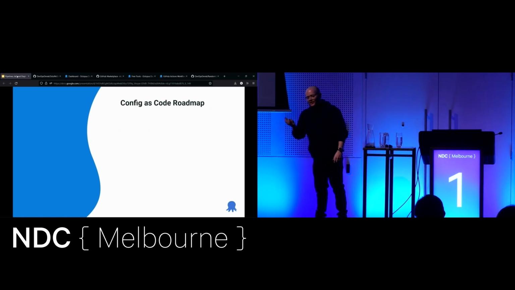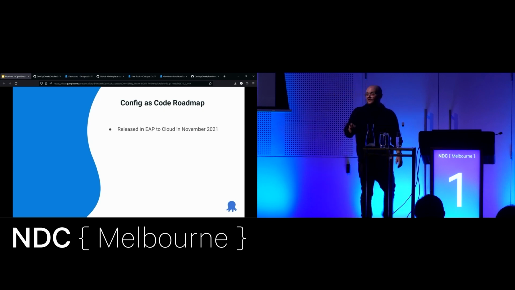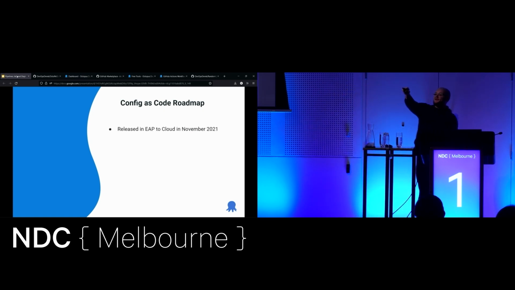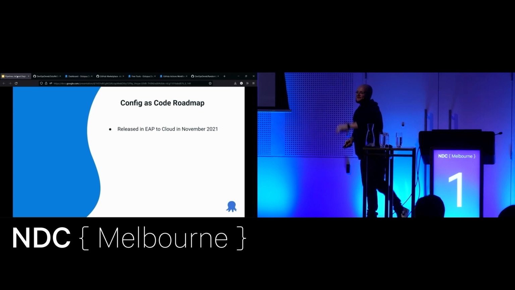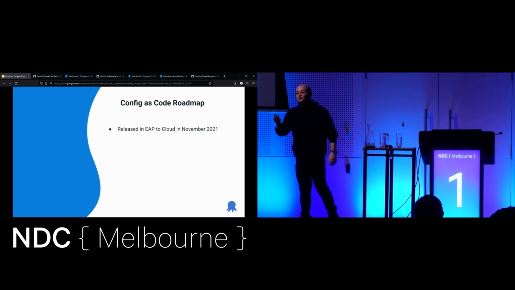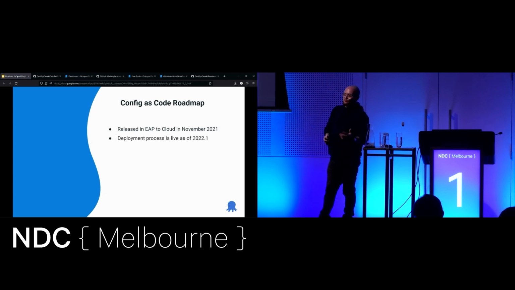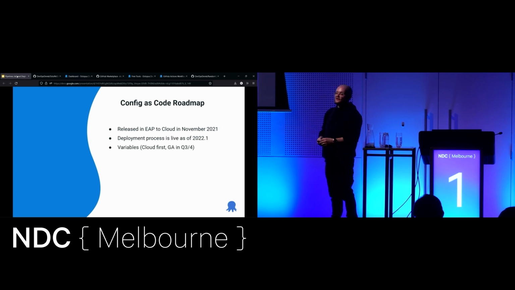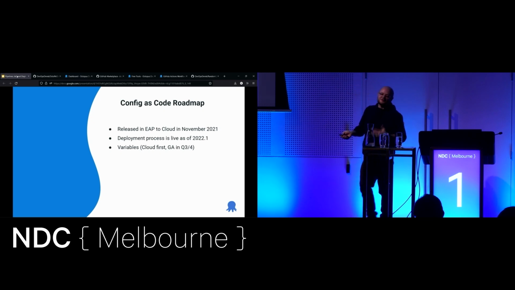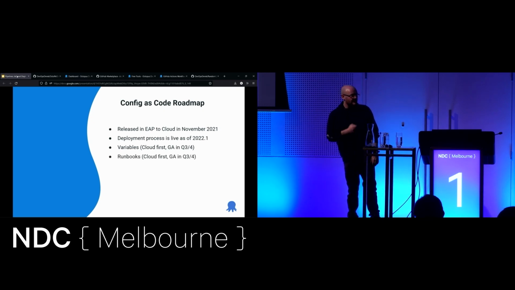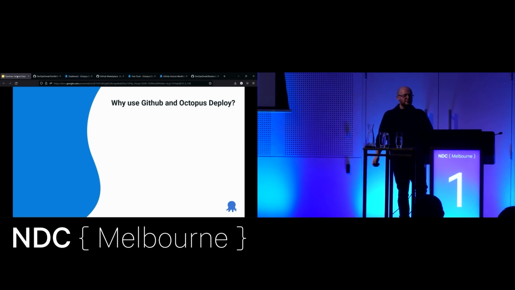Okay, so just a little bit about the roadmap. Christian in the back is the senior engineering manager in charge. Give everybody a wave. And he's actually working. So what we do have coming is variable support and runbooks, and Christian says that will be done by the end of the year. Excellent. It's really cool. When you jump in, I'll show you a little bit later, and it's going to really help out. So why would you use GitHub and Octopus Deploy?